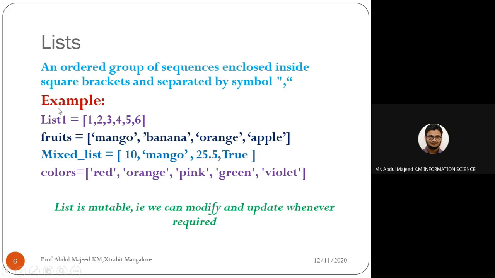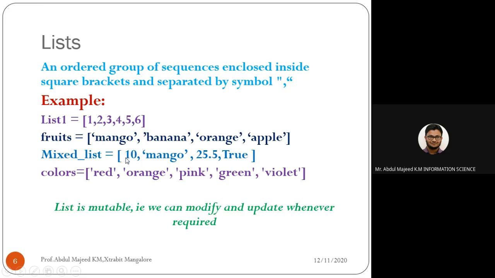So here you can see, for example, first I am creating a list called list one. The value of list one is 1, 2, 3, 4, 5, 6. Clear? Second, I am creating a list of fruits: mango, banana, orange, apple. So these are the elements of this particular list called fruits. Third one, I am creating a mixed list. You can see the elements 10, mango, 25.5, true. We can have a list of integers, a list of strings, and we can also have a mixed list.